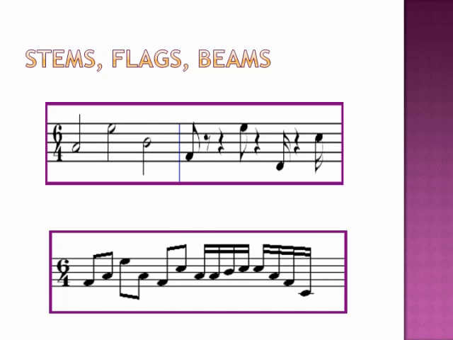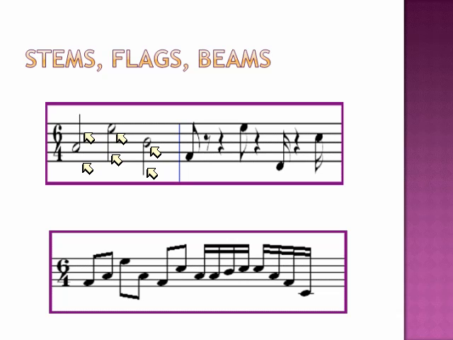Okay, going on to stems, flags, and beams. This is the visual part of the notation of the rhythm that lets you know what kind of a note it is, or partially it does. And if you look at these, a half note has, again, one stem and the ball of the note is open. One stem, the ball of the note is open. That's for a half note.